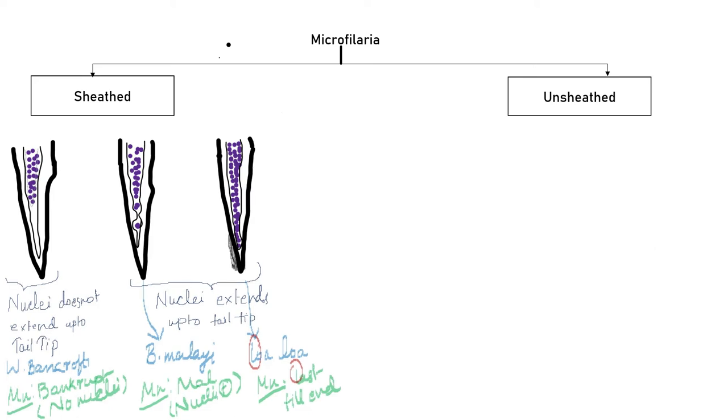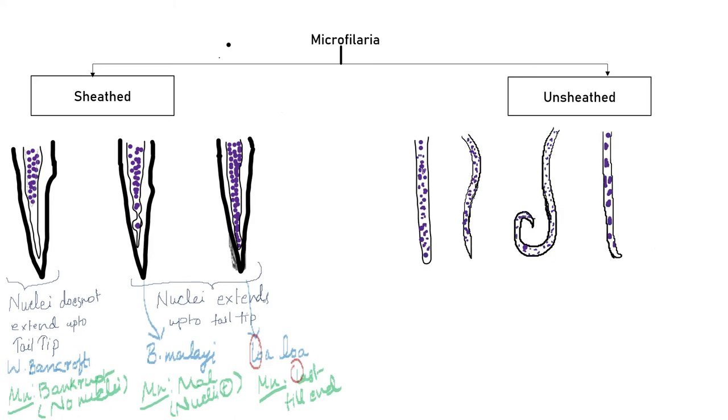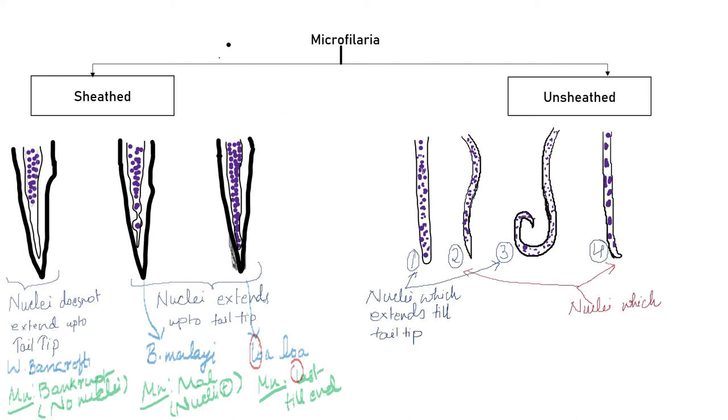Now coming to the unsheathed microfilaria, it is again divided into two types depending on nuclei which extend up to tail tip and which does not extend up to tail tip. So here 1, 2, 3 and 4. First and third are unsheathed microfilaria where nuclei extends up to tail tip. Whereas on second and fourth, the nuclei does not extend up to tail tip.